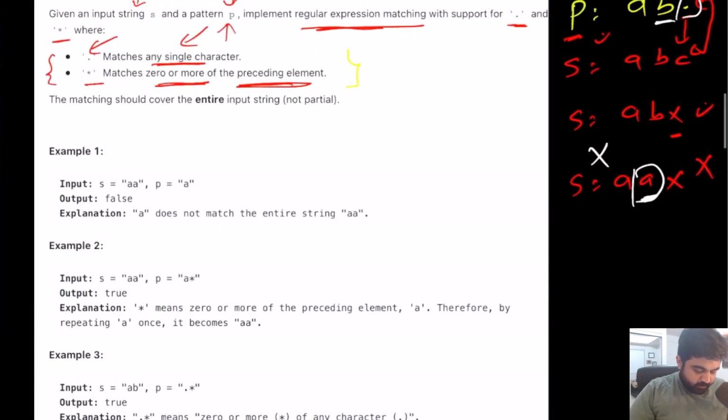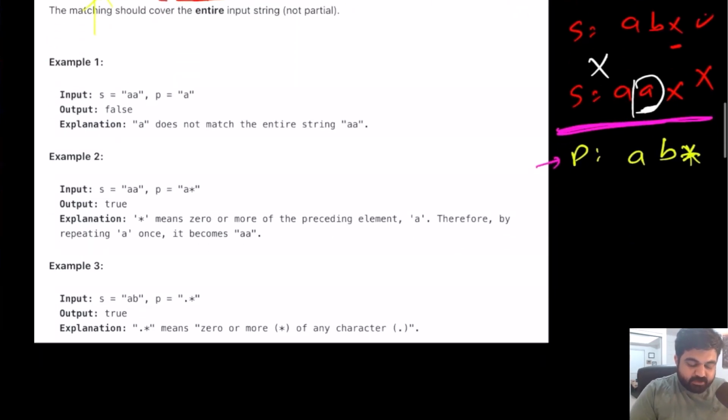Now let's try to see one example of what a star represents. Suppose we are given a pattern P where the values are again A, B, star. Now what is this star saying by definition? The star is saying that it can match 0 or more preceding elements. Now what is the preceding element of this star? The preceding element is B. So which means that this particular pattern can match a bunch of different strings, such as A, B, B, B, B. Does this match this particular pattern?